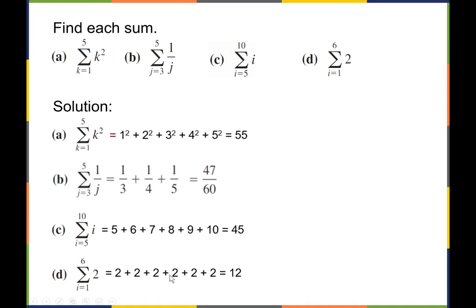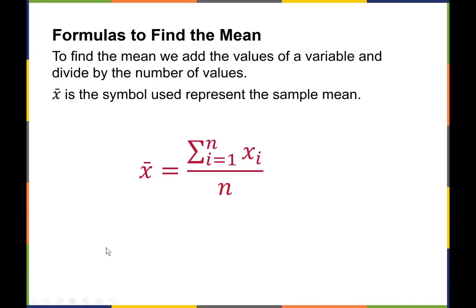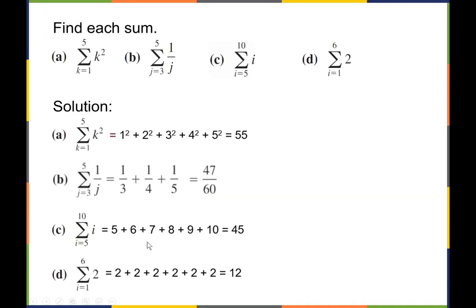So that's 1 i, 2 i, 3, 4, 5, 6. So that equals 2 plus 2 plus 2 plus 2 plus 2 plus 2, 6 times, which is 12. But since there is no index variable in here, each time the output value is just 2. All right, so that was a little bit about summation notation.